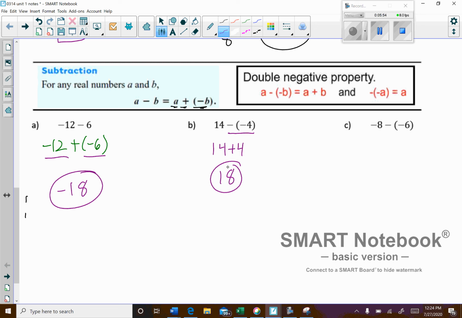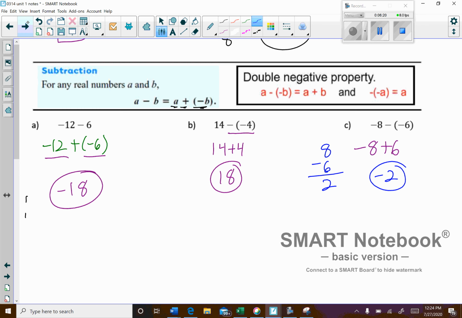And then on part C, once again, we have that double negative. So this will be negative 8 plus 6. Then what we want to do is take the larger number, subtract the smaller number, which is 2. But then it's going to be a negative 2 because the larger number was negative. So they won the tug of war, however you want to think about that.